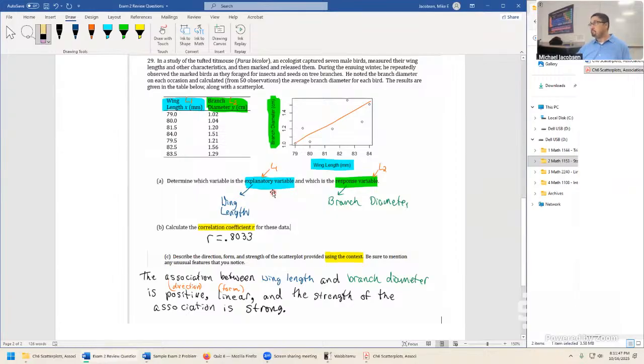When I think of a strong situation, I think of basically all the points being together, like in the line. Yeah, absolutely. Does that make sense?